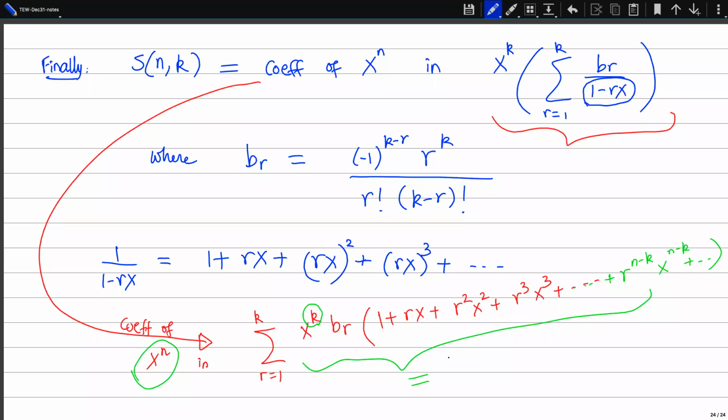For each value of r, I have one such contributing term. So this is now the summation. R goes from 1 to k. Each term br, there's a contribution r to the n minus k from that term.